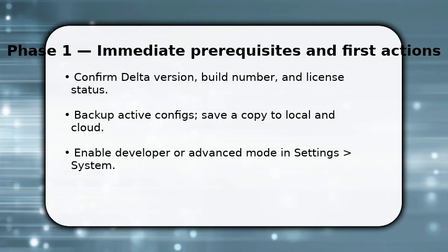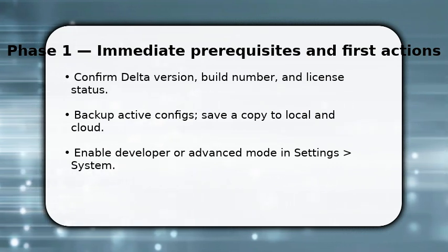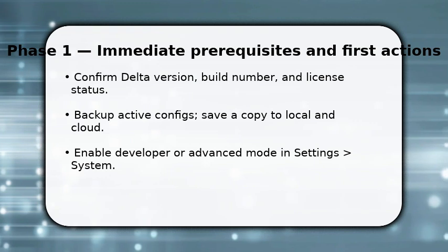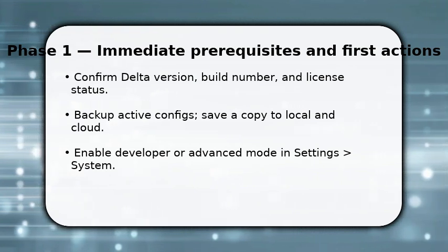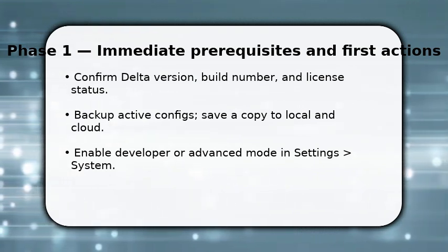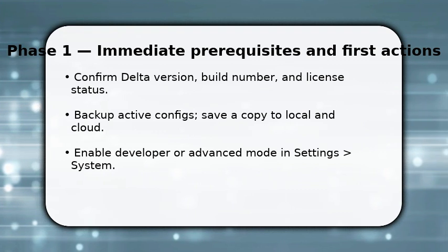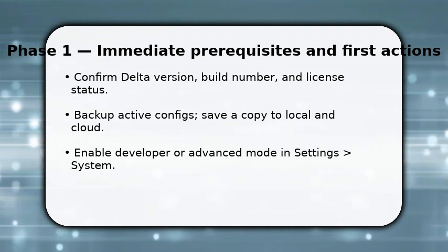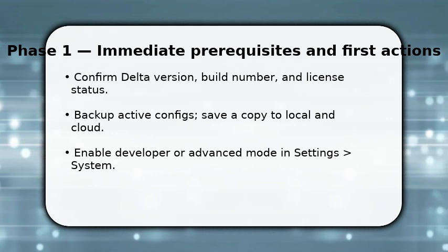Next, enable developer or advanced mode in settings. This unlocks automation controls you'll need. Now open the Auto Execute panel so you can follow the next steps. Make sure you have admin credentials ready. This prevents permission errors and speeds the remainder of the setup.